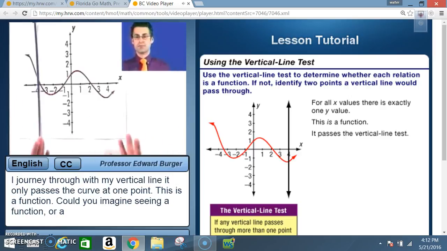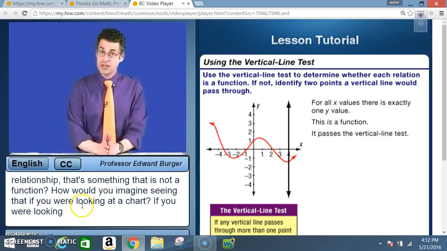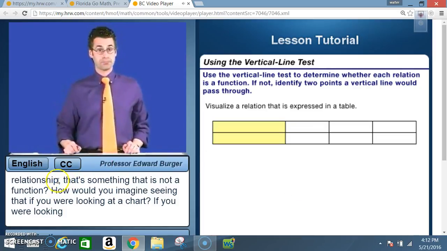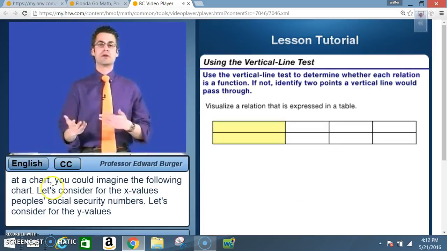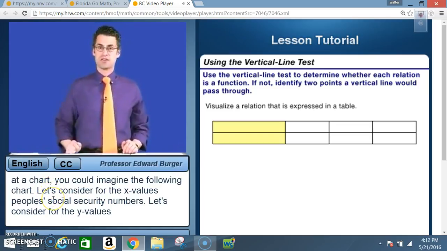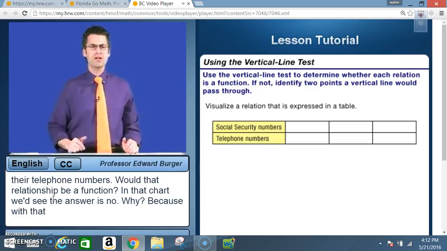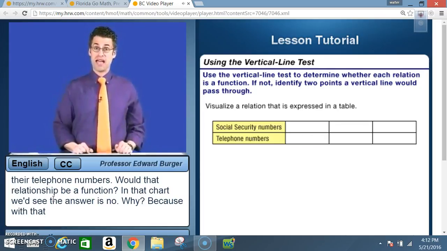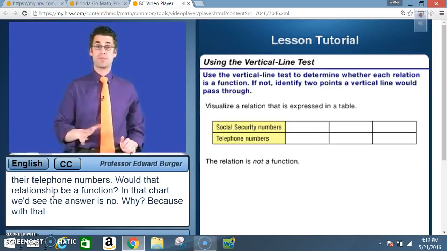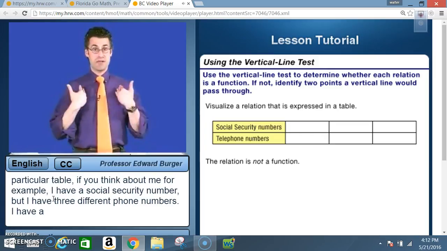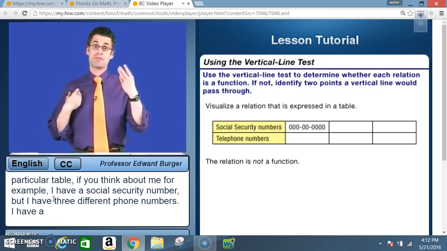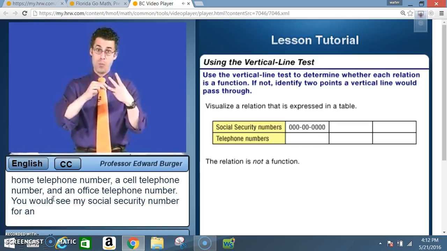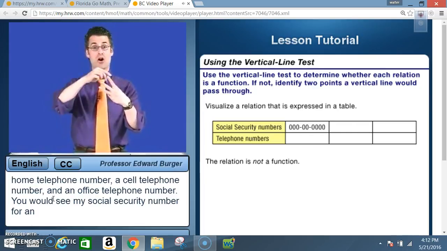Could you imagine seeing a relationship that is not a function if you were looking at a chart? Let's consider for the x values people's social security numbers, and for the y values their telephone numbers. Would that relationship be a function? In that chart, we'd see the answer is no. Why? Because if you think about me, for example, I have a social security number, but I have 3 different phone numbers. I have a home telephone number, a cell telephone number, and an office telephone number.